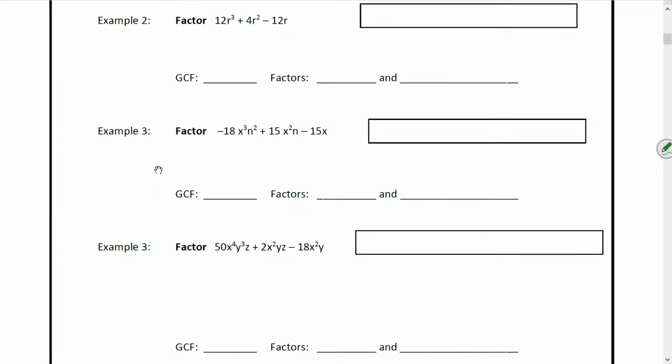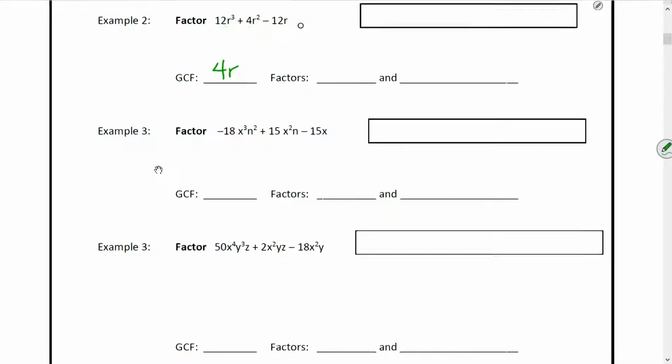So I'm looking for the greatest common factor, and I will first look at the numbers. I have 12 and 4 and negative 12. The greatest common factor of those numbers is 4. 4 divides 12 and 4, so 4 is the greatest common factor. Now, looking at the variables, I have r cubed and r squared and r. They all have at least an r in them. So 4r is my greatest common factor.